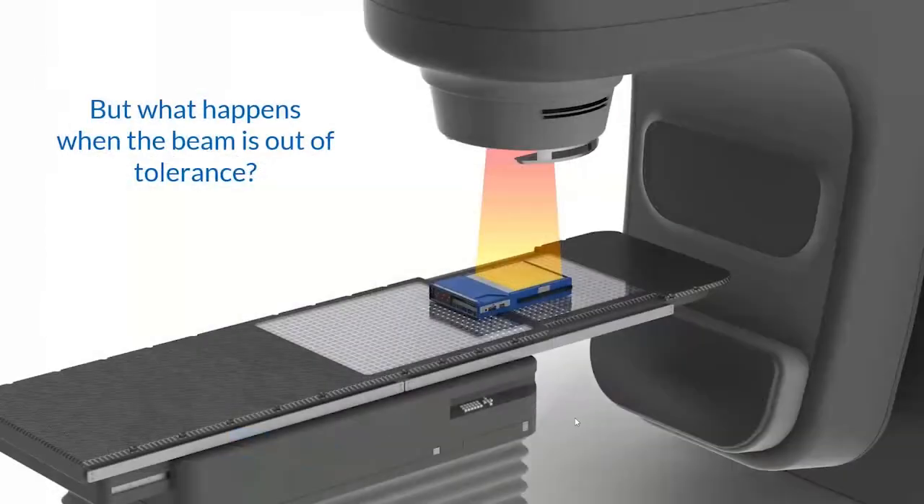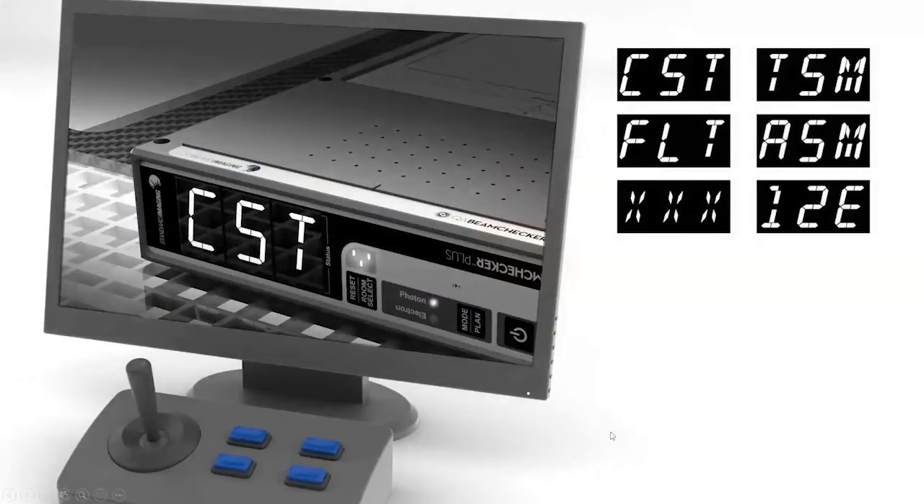What happens when the beam is out of tolerance, if there is an error that occurs? When the beam is out of tolerance, what occurs is on the front face of the device, we display a variety of 3-letter codes that tell you what is out of range. So CST for constancy, TSM for transverse symmetry, ASM for axial symmetry, FLT for flatness. And it's always going to display the energy that it has found for you.